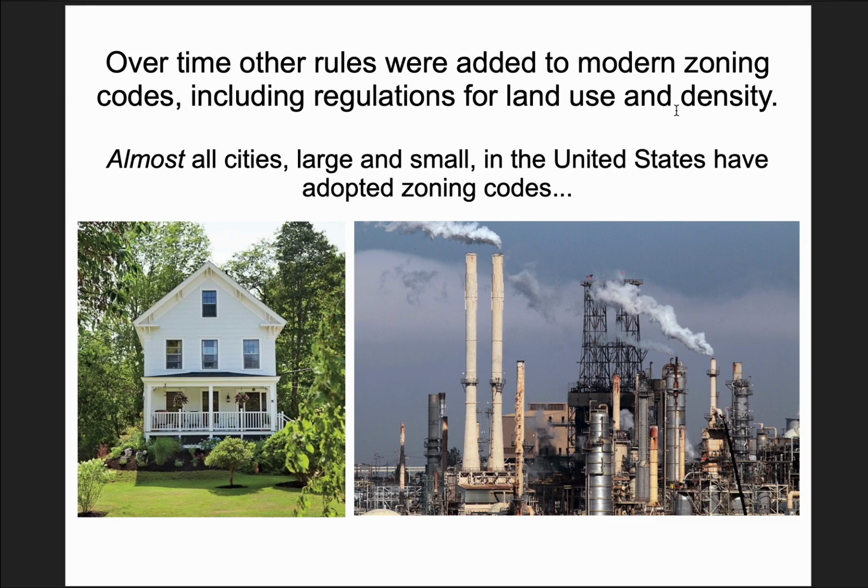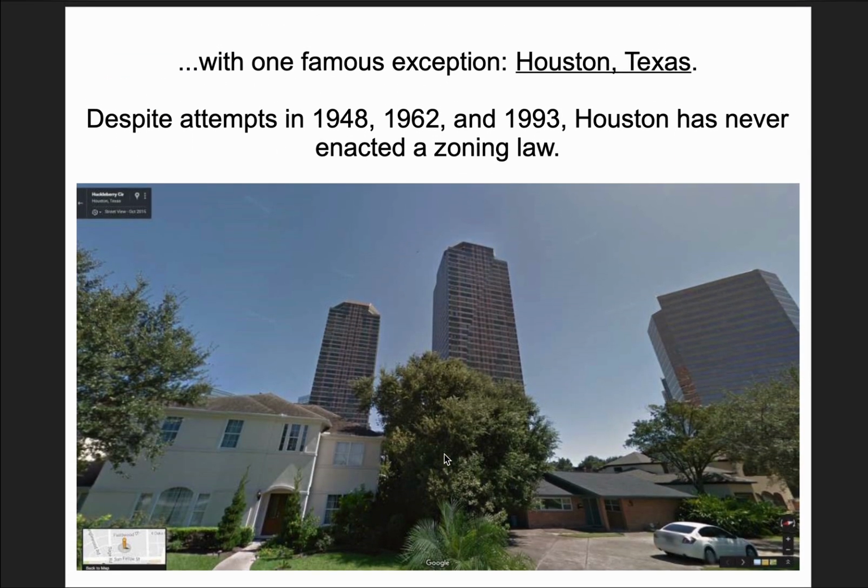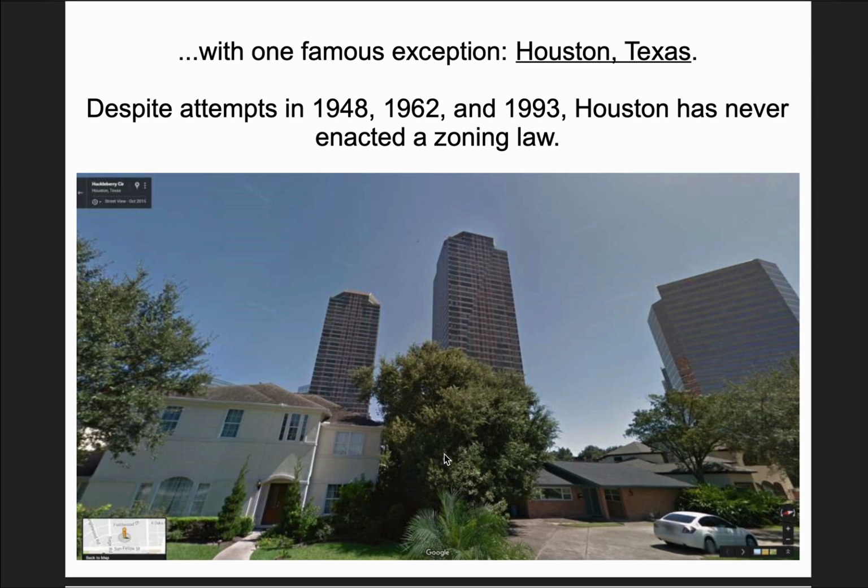So zoning codes have been adopted to regulate where people can build what they want. But there is an exception. One state, Texas, or one city, Houston, does not have zoning codes. There were attempts to create zoning codes, and I believe up to now there is no zoning code in the city of Houston.